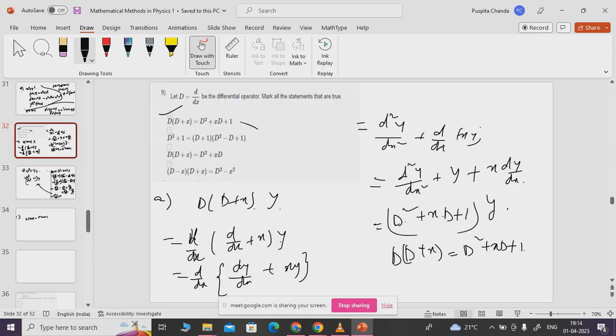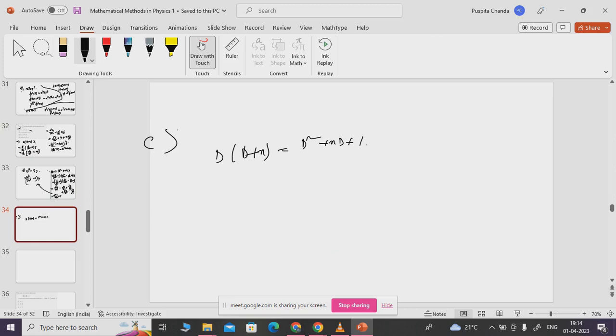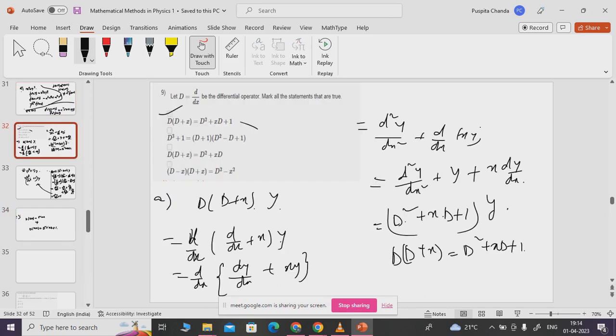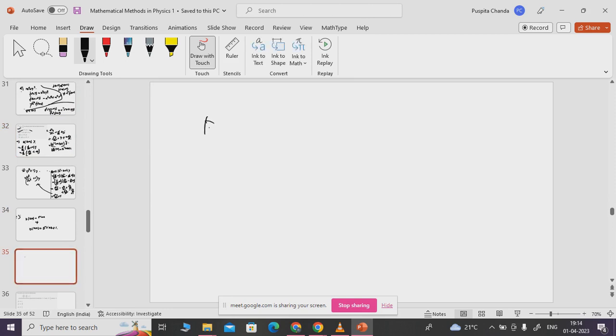C is D plus x whole square equal to D square plus xD plus 1. We have already seen that D into D plus x is equal to D square plus xD plus 1, so it is not equal to that, so it is not true.